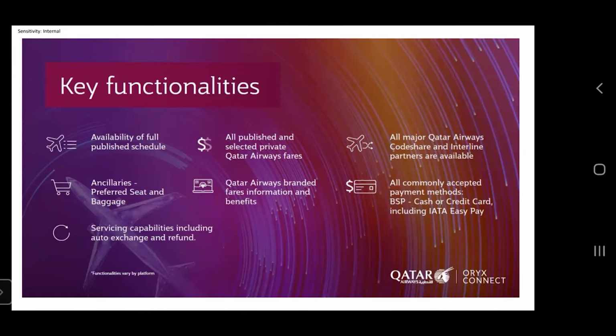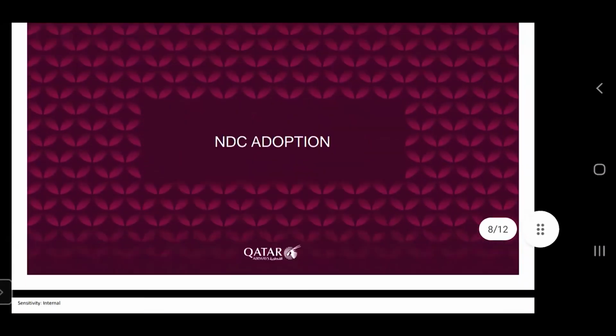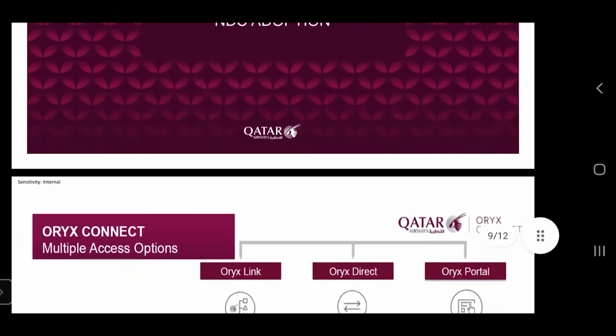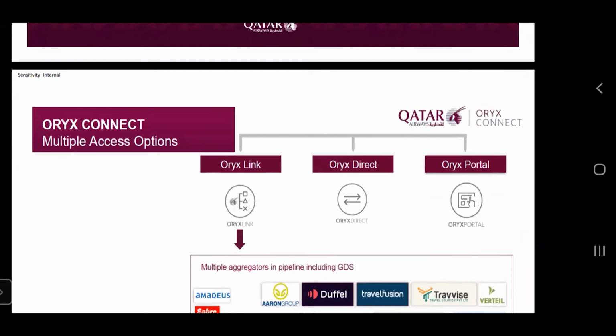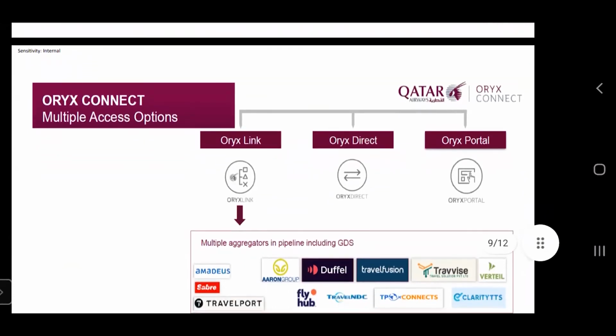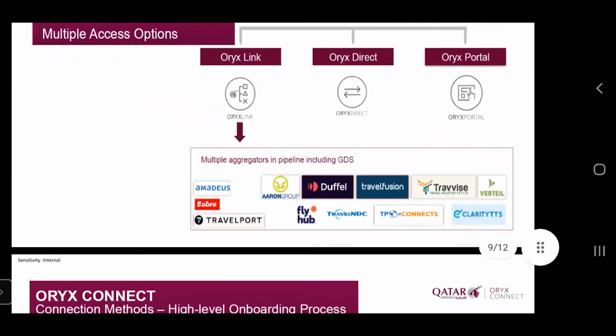This as well, bringing in very soon servicing capabilities, which include a refund, because definitely we have challenges with this, but definitely we are making sure we get it. So NDC adoption, the way it works for us, Oryx Link actually is the main one, which is through our aggregators, and Sabre is one of them. So the Oryx Link is the major one we are going to use through our multiple aggregators in the pipeline.